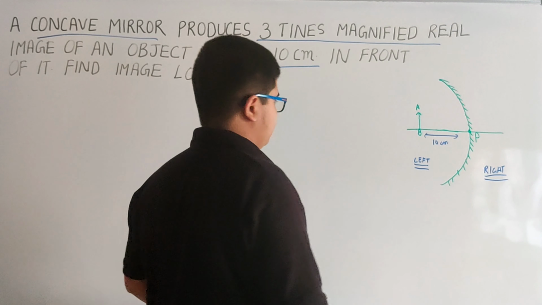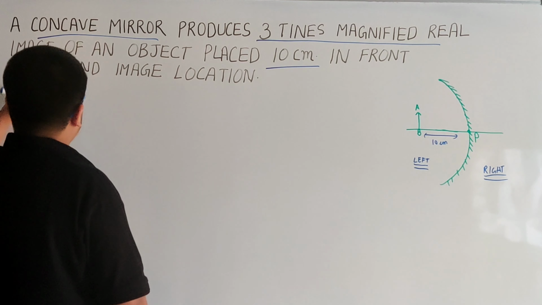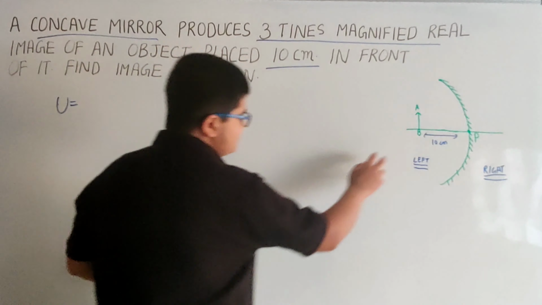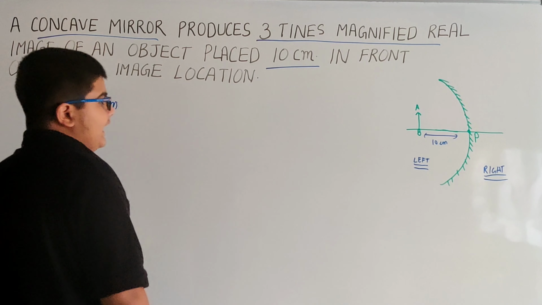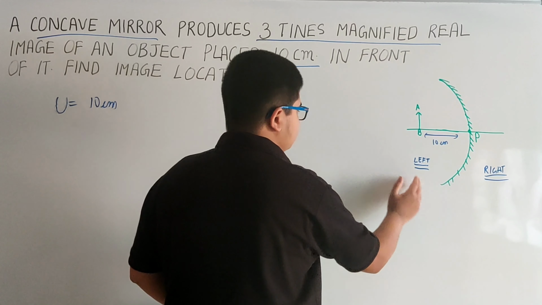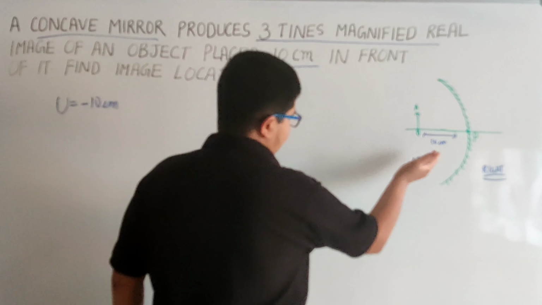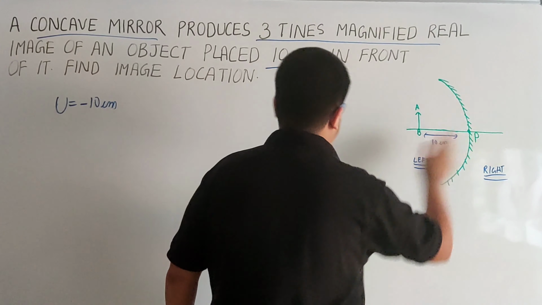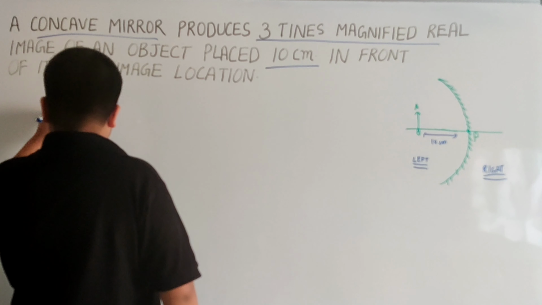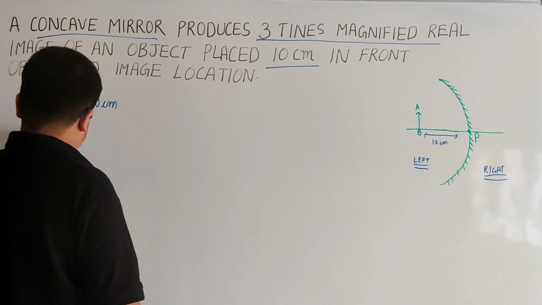We have to find what is the image location. So basically, applying the magnification formula, the first thing we know is the object distance. We know the distance between the object and the pole, that is 10. So u is 10. And as this object is placed to the left side of the mirror, a minus sign will come along with it, because according to the sign convention, all the distances to the left side of the mirror are negative, and all the distances to the right side are positive. We have to find the image location, we have to find v, and we are also given the magnification. That is, magnification is 3.